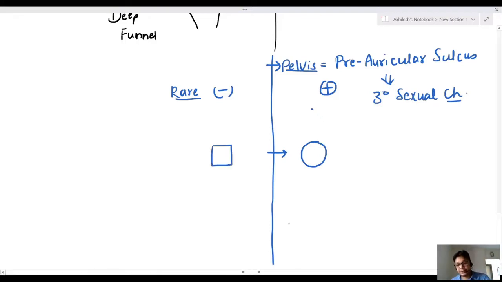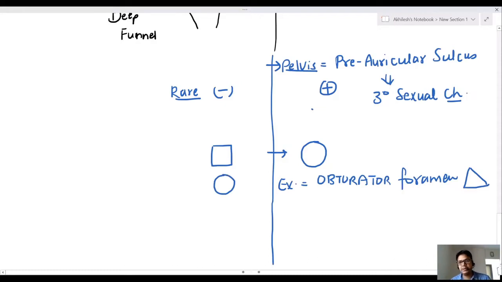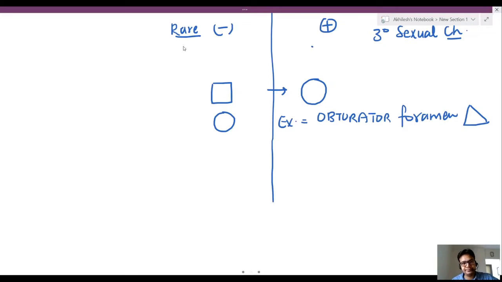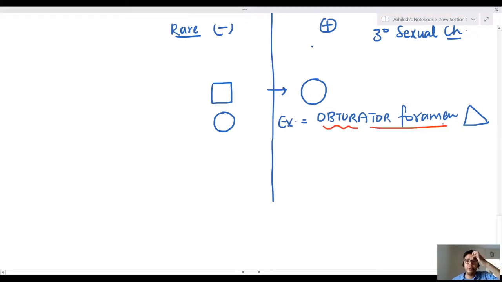But sir, there is an exception. This exception is obturator foramen. Obturator foramen in female is triangular and in male it is round. This is the only exception, that is obturator foramen.